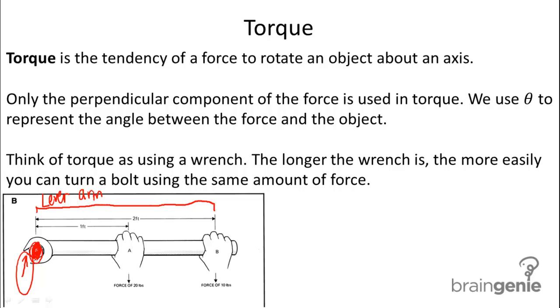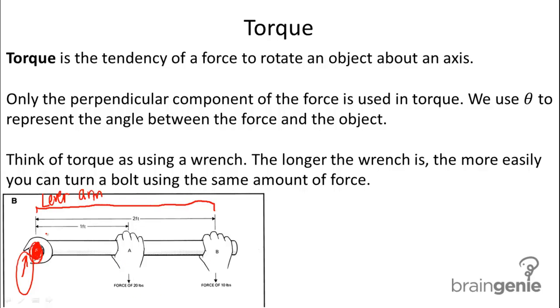So basically we're rotating about this axis. We think of the bolt as the actual axis. Torque is the tendency of the force that we apply to rotate that bolt or that axis. Now, the longer the wrench, so the longer the lever arm, the more torque we have.